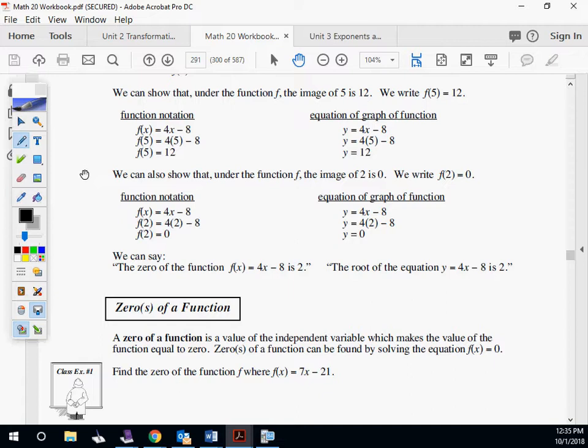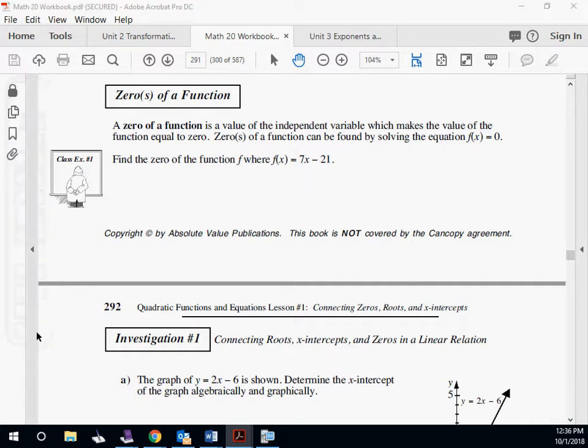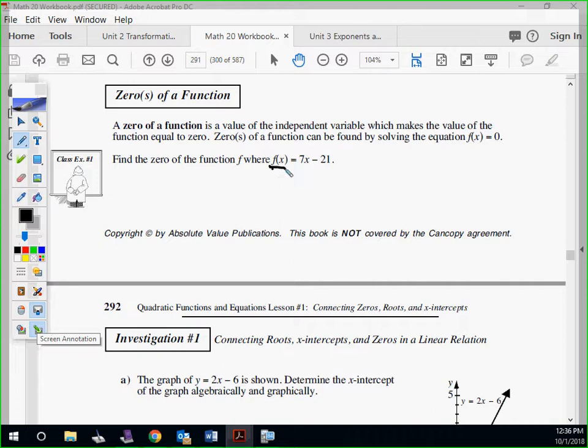So like for the example here, they're showing you, for this line, 4x minus 8 is a line, right? We can say the zero of the function f of x is 2, because when I plug 2 in, I get 0. All right. So the zero of the function is the value of the independent variable which makes the value of the function equal to 0. Zeros of a function can be found by solving the equation f of x equals 0. So you're making y equals 0 and solving. So essentially what you're doing here is you're taking this, making it 0, and solving for x.